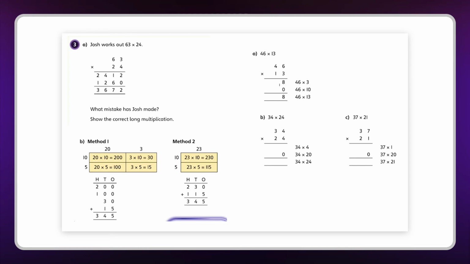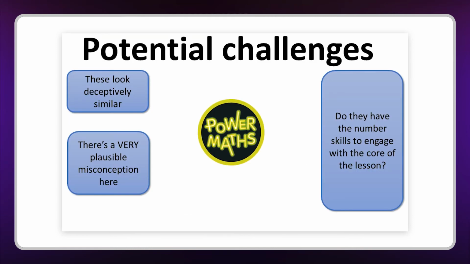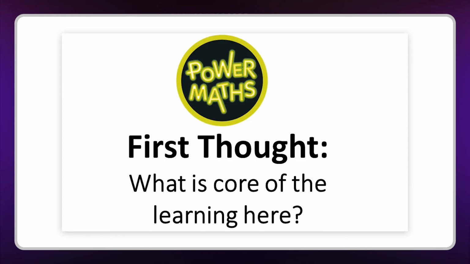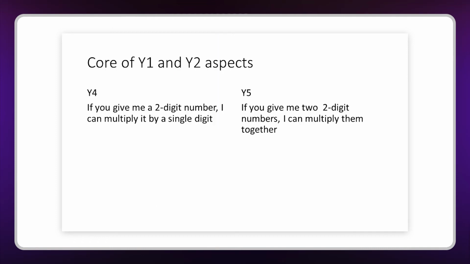And actually moving them on to thinking about, well, what are the methods and working through that way. And it always comes back to this idea of what's the core of the learning. So for me, the core of, no, it says year 1 and year 2, apologies for that. For year 4, really, I want them to be able to say, well, if you give me a 2-digit number, I can multiply it by a single digit. That's what I want to be able to happen at the end of this lesson.